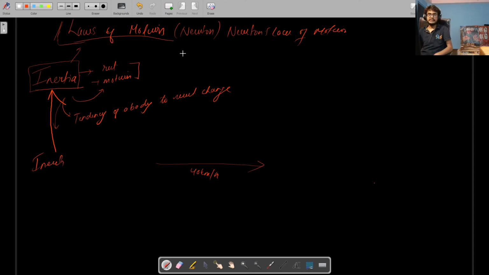So a body in the state of rest will tend to resist any change that tries to change its state. If something is being applied on the body that is trying to change its state, the body will resist that change and will always stay in the state of rest. The same thing applies to the state of motion. So inertia is nothing but the tendency of a body to resist change.